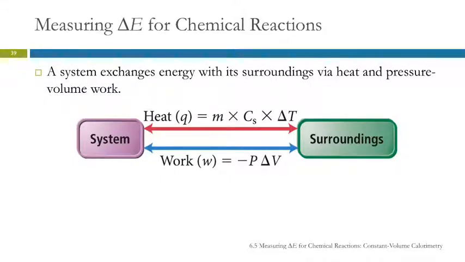Okay, how do we measure the change in internal energy? So systems and surroundings exchange energy by heat and pressure volume work. So heat is mc delta T, and work is negative P delta V. So if we can calculate both of these and add them together, we could find out how much change in energy is.